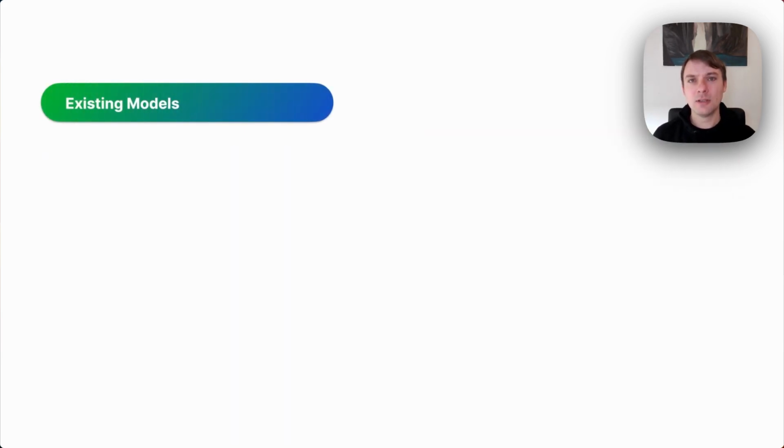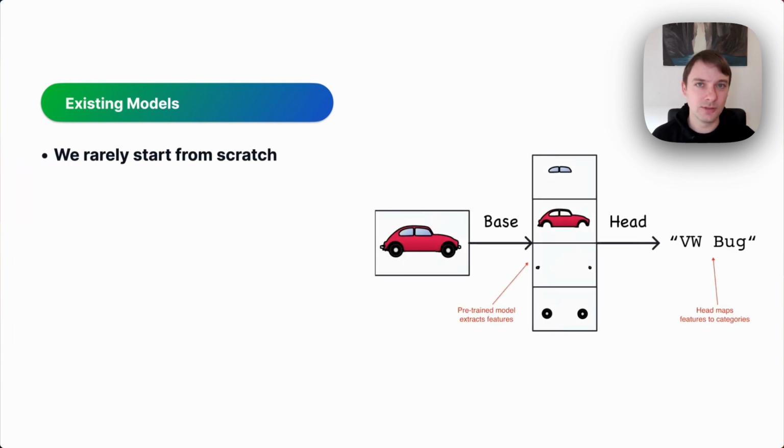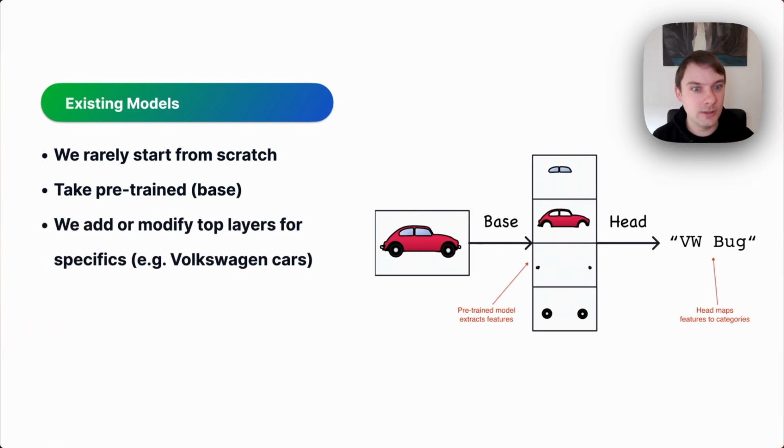Now for this, we don't usually start from scratch. We use existing models, and these are called base models, for instance pre-trained models that know how to detect a car in an image. Then we add or modify the layers of these models, so we add specifics to them. For instance, if we want to detect Volkswagen cars from existing cars, we fine-tune the existing model that already knows how to detect cars from images. So we rarely start this process from scratch.